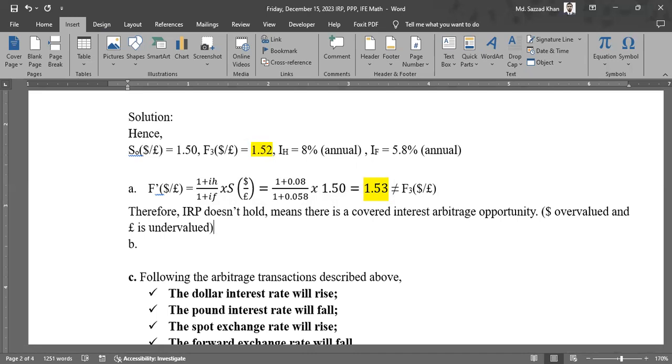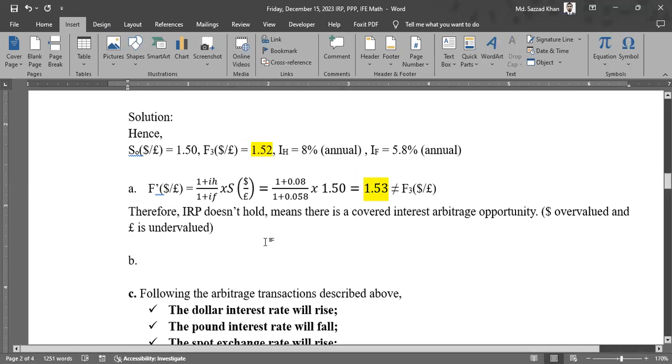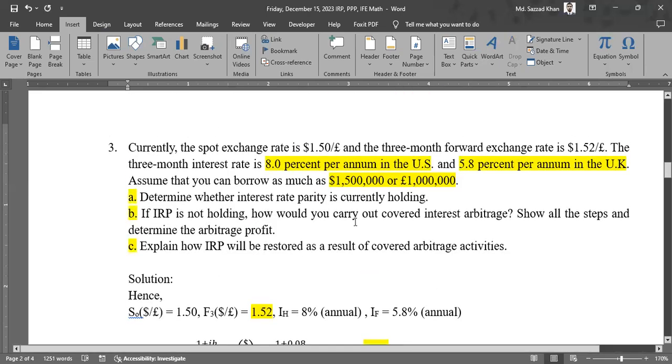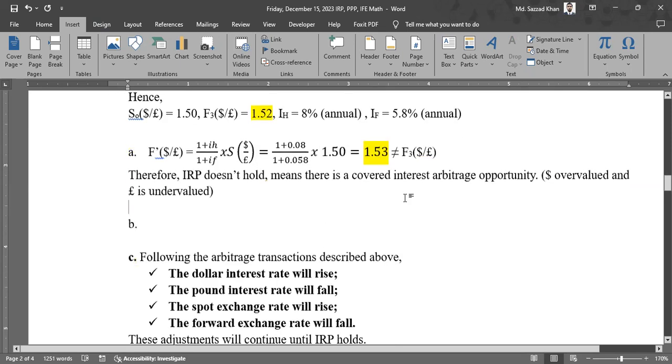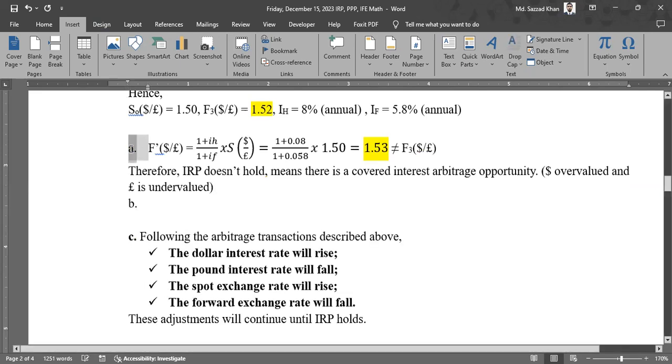So what do we do? We invest in the undervalued, then we convert back to the overvalued. To invest in the undervalued, we need to borrow from the overvalued currency. So we borrow dollars, convert to pounds, invest in pounds, and after the time period, we convert pounds back to the dollar. Okay? So if IRP is not holding, how would you carry out the covered interest arbitrage? Show all the steps. Okay. So I told you, A is done.